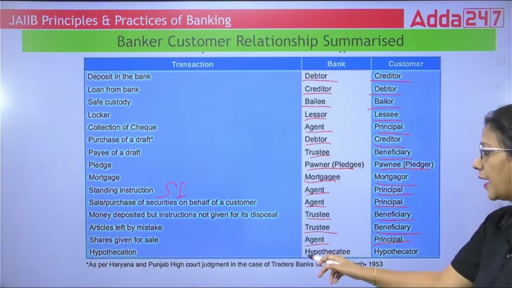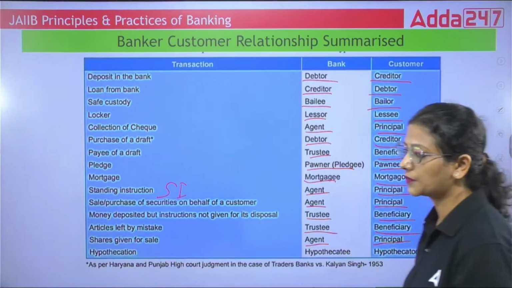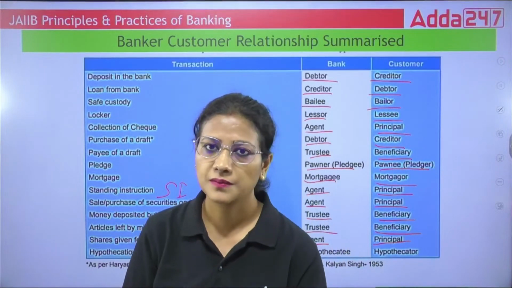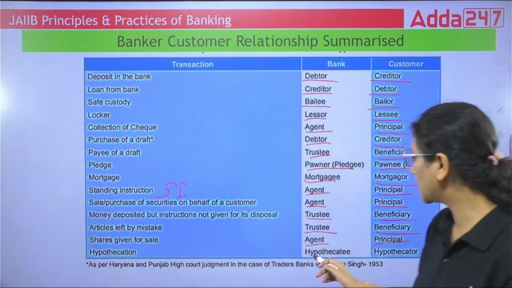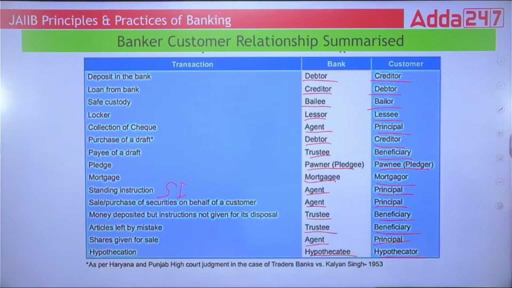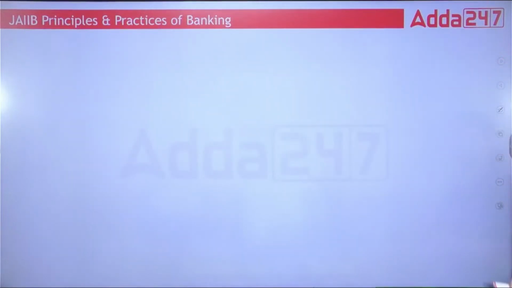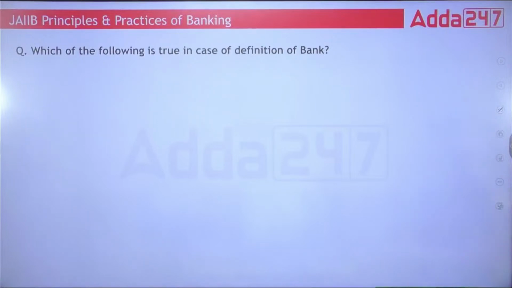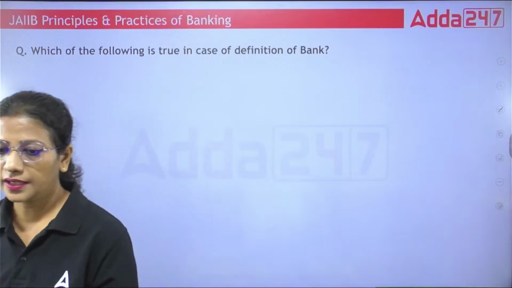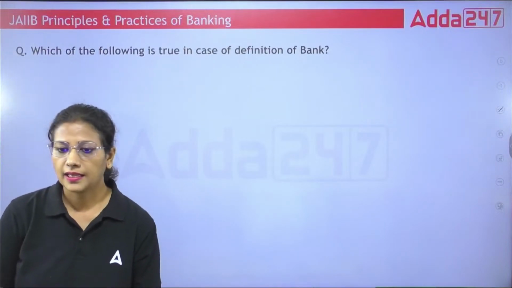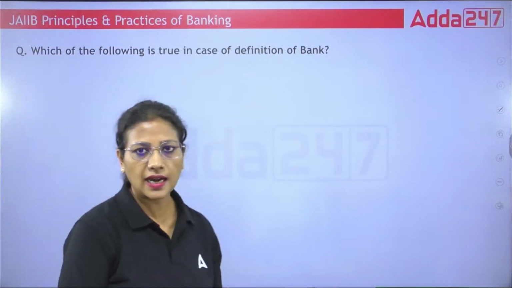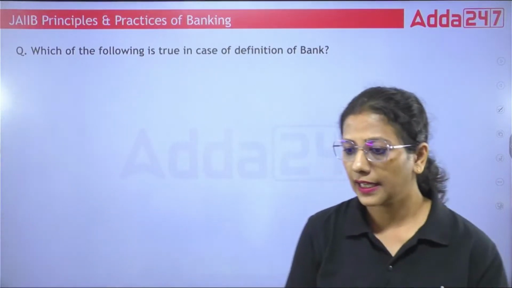And in case of hypothecation, we usually take movable properties as a security. So in hypothecation, the bank will be hypothecatee and the customer will become hypothecator. So we'll be doing some questions regarding what we have already studied in this unit so far. And we will see whether you were able to understand the concepts or not.